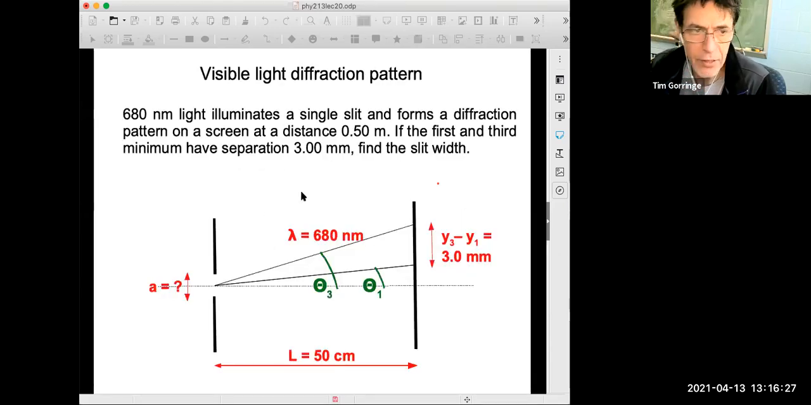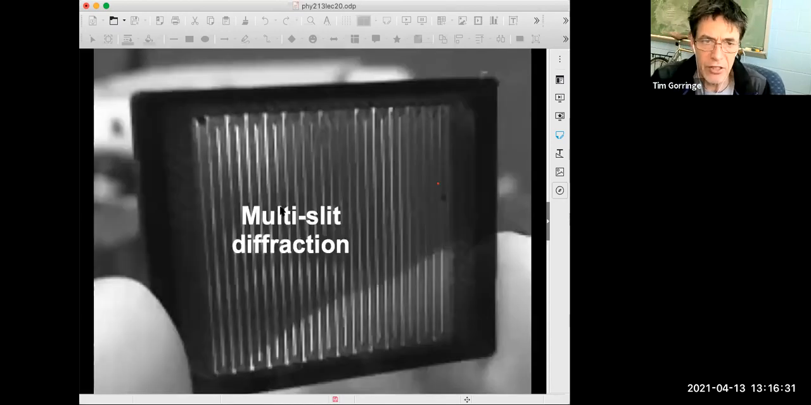I'm going to skip this. There's a second example of diffraction in here, but I'm going to skip that. You might want to take a look at that example. And I'm going to move on to a second quantitative topic, which is multi-slit diffraction.